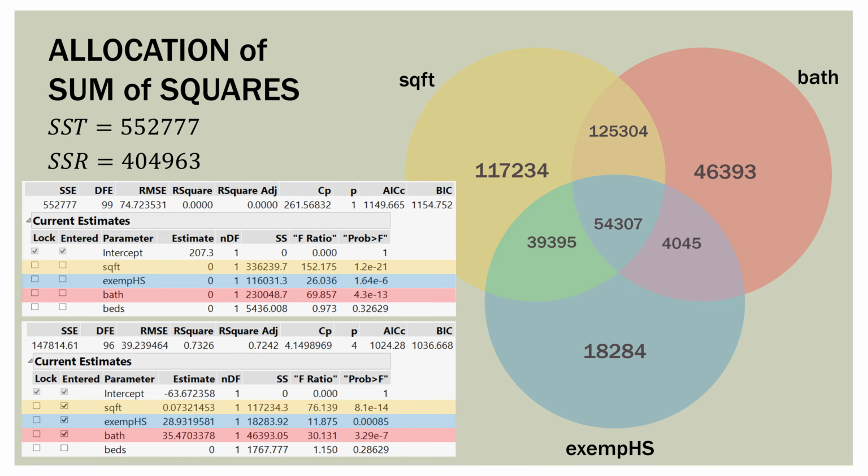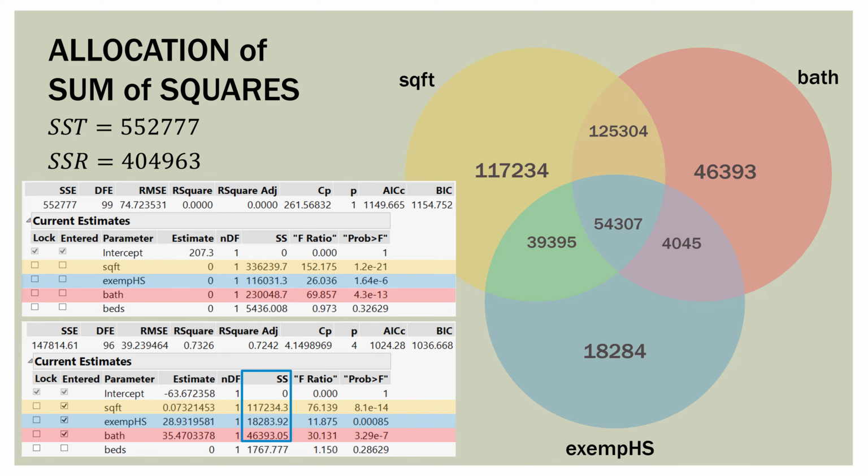We can see that the overlap between square footage and bath without exemplary high school actually has the most sum of squares in it: 125,304. And if we actually added in this area of exemplary high school, it's even more. But the most sum of squares is actually in the area overlapping square footage and number of baths. And that is where we find the missing sum of squares when we add up this SS column down here in the output. It's in all this overlap here.